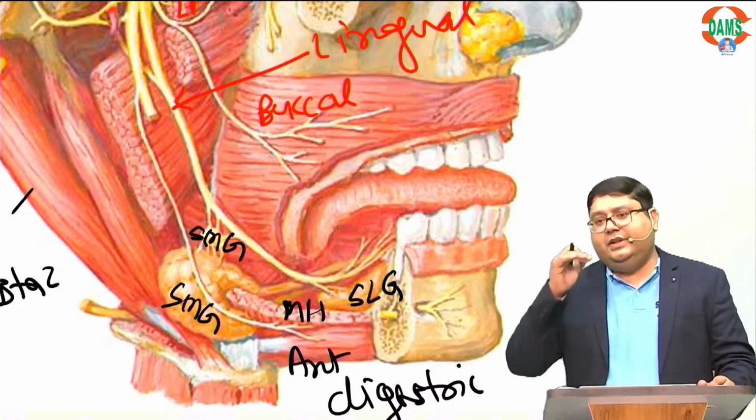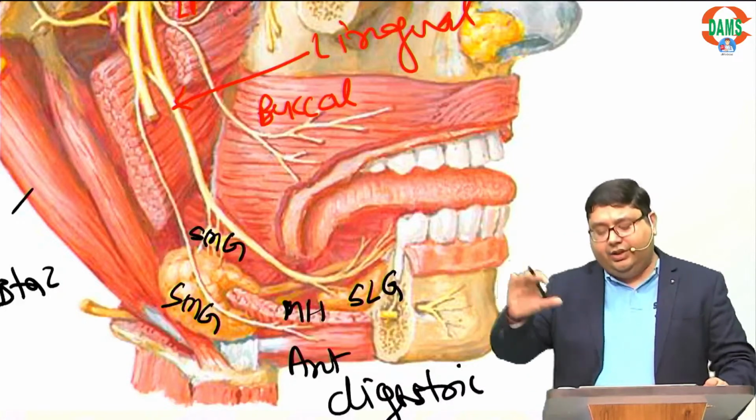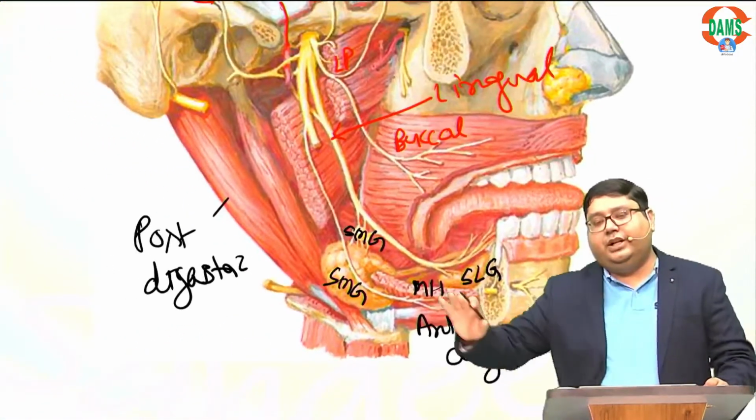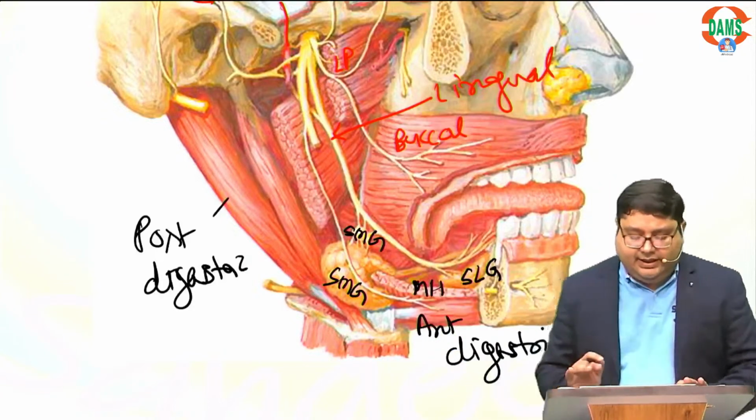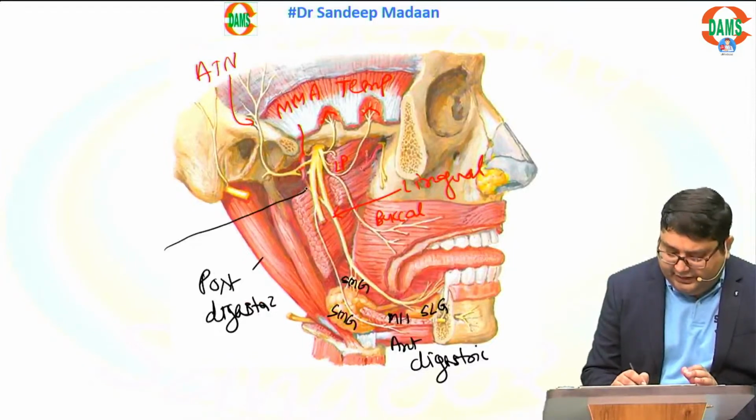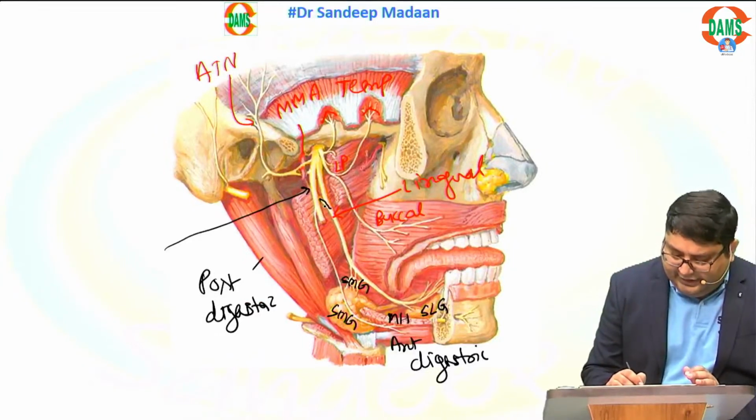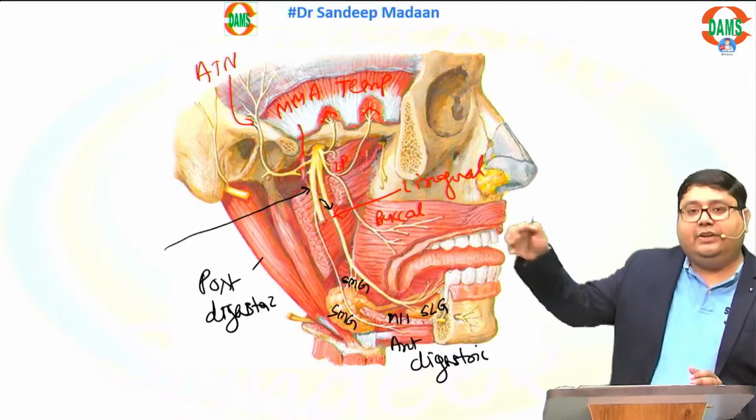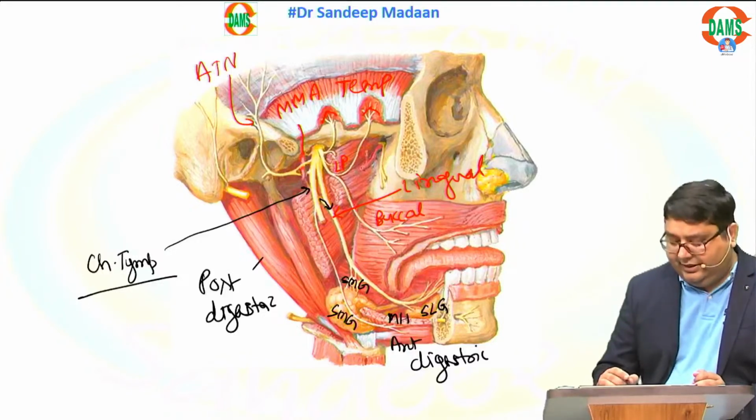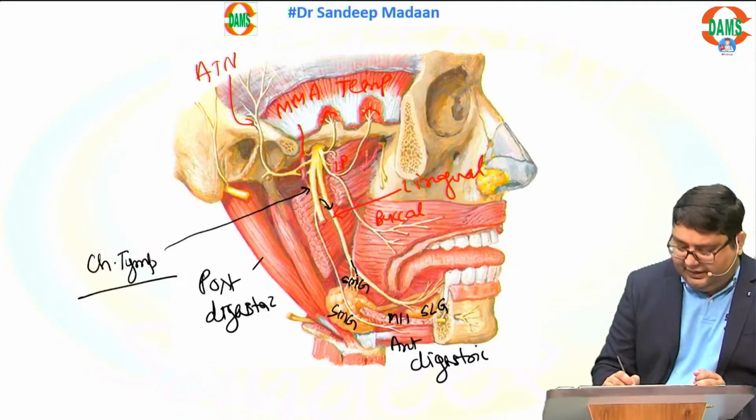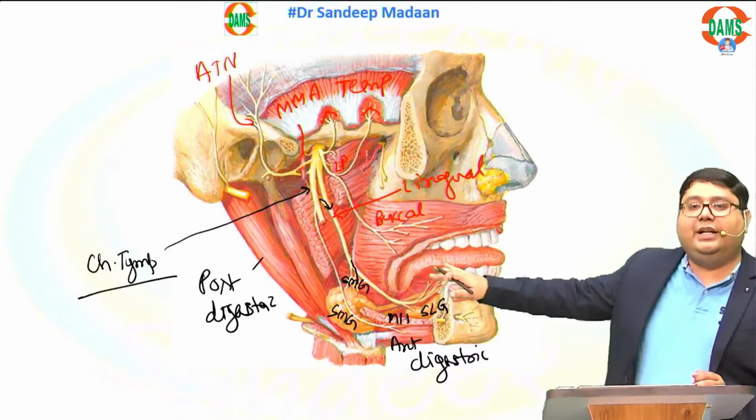All the branches we have made, what we have drawn in our schematic diagram, could you identify everything here? One last thing, if you can tell, what is this branch over here which is going to connect with the lingual nerve? That is chorda tympani. Why is it getting connected? Because chorda tympani fibers will relay here in the submandibular ganglion.